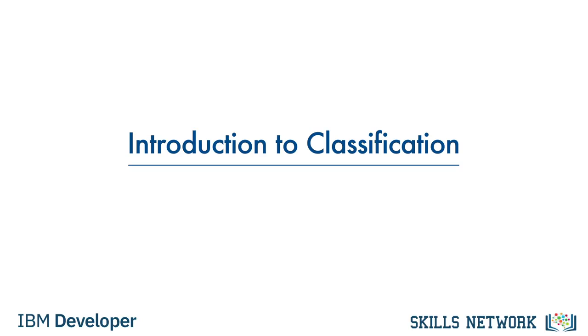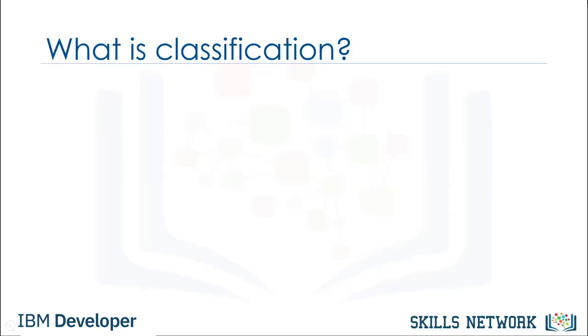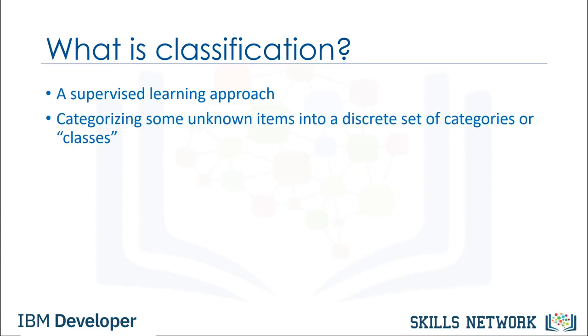Hello! In this video, we'll give you an introduction to classification. So let's get started. In machine learning, classification is a supervised learning approach, which can be thought of as a means of categorizing or classifying some unknown items into a discrete set of classes. Classification attempts to learn the relationship between a set of feature variables and a target variable of interest. The target attribute in classification is a categorical variable with discrete values.